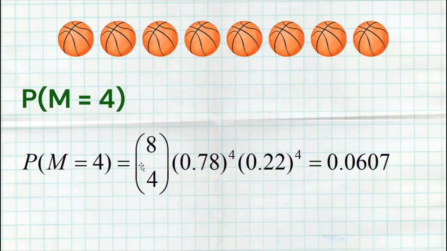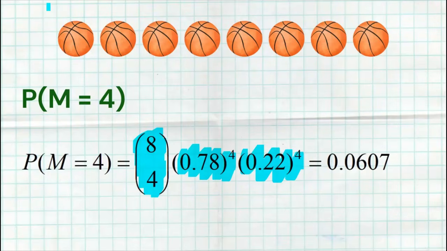So first we have how many different combos there are. 8 choose 4. That's going to tell you how many different combinations there are. We have 4 makes, which means we have 4 misses. And then we calculate all that out. We could use our calculator to do the 8 choose 4 part, and then we get 0.0607.